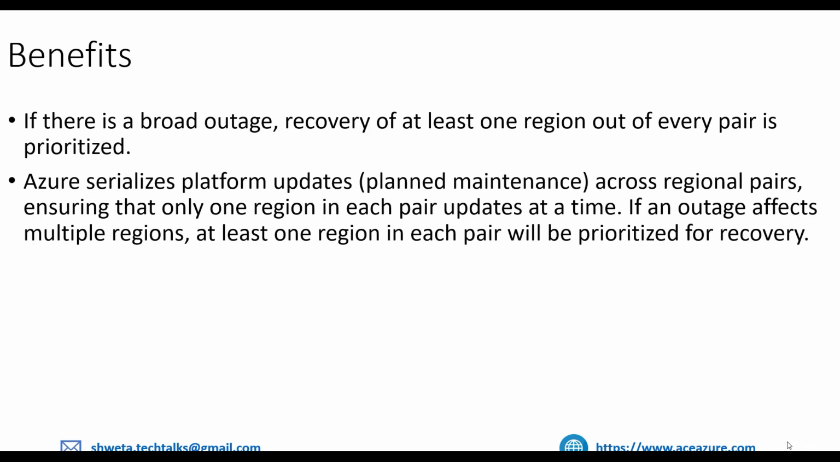Azure serializes platform updates across region pairs, ensuring only one region in every pair updates at a time. If there is an outage which is affecting multiple regions, at least one region in that pair will be prioritized for recovery. So whenever you are arranging your services, if you ensure that your virtual machines or any of the Azure services are residing in different region pairs, then if there is a platform update or any broad outage, at least one of the regions from this pair is up and running.